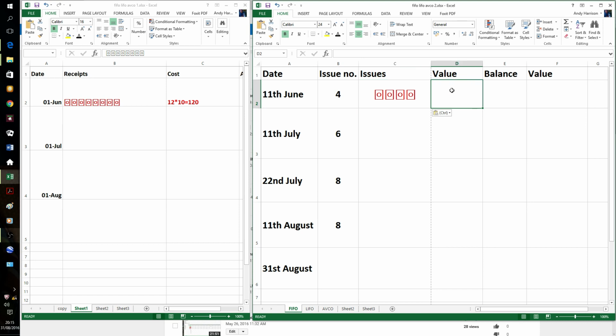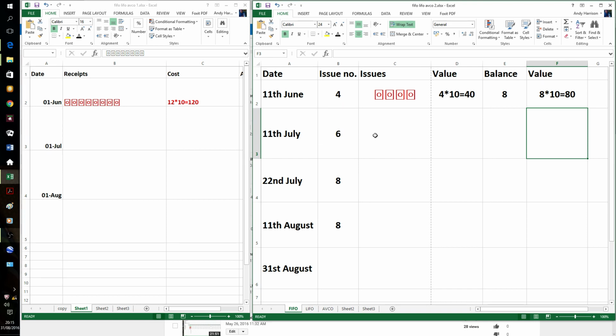There they are, and the value is quite simple because they all came in at £10. 40, and the balance is straightforward as well. We've got 8 left. 8 times 10 equals 80. There you are, complex maths there. And those numbers are going to be exactly the same for all three methods, because on the 11th of June there's only one batch being received into stock, but after that it will change.